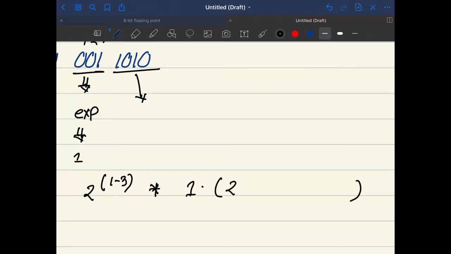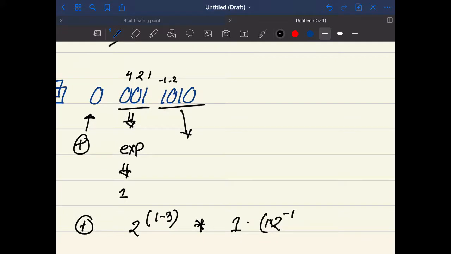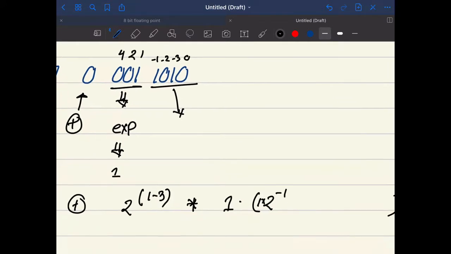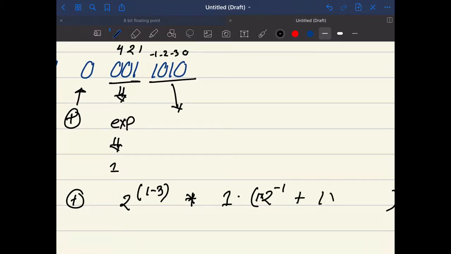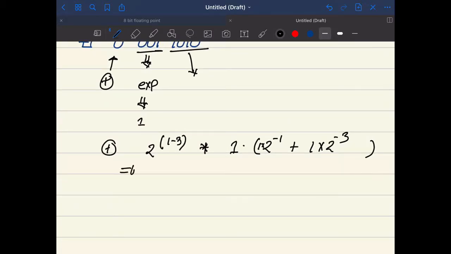So 2 to the power 1 into 2 to the power -1, so this is -1 -2 -3 and 0, so -1 plus 1 into 2 to the power -3, and after calculating the whole thing, you would get 0.40625.